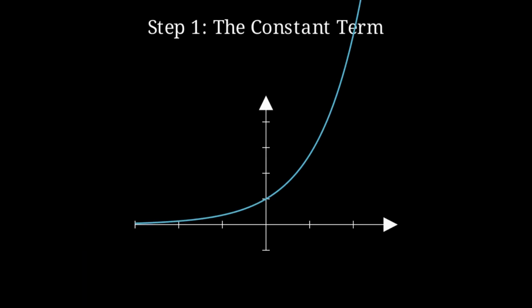At x equals 0, e to the 0 is 1. Our zeroth order approximation is just a constant horizontal line at y equals 1. It's accurate at exactly 1 point, but we can do much better than this.